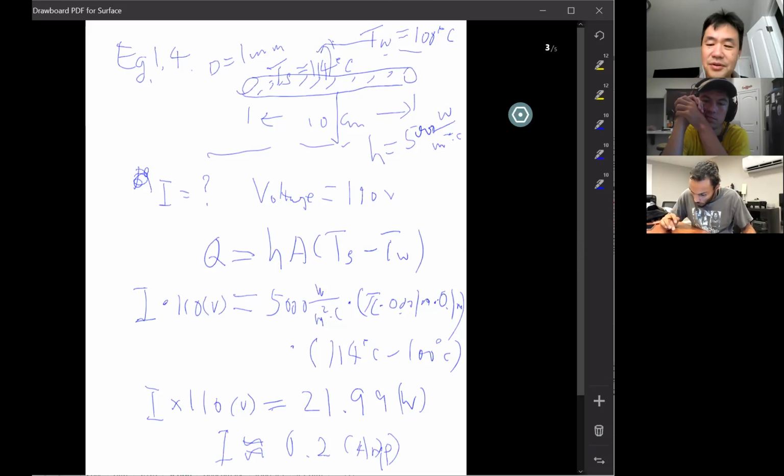Okay, so this is another problem for the heat balance, convection heat transfer. Any question? Is that good? So for homework 1.7, I don't want to give you the answer, but I will talk about it here.